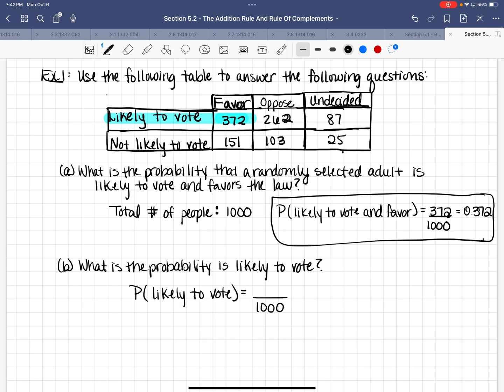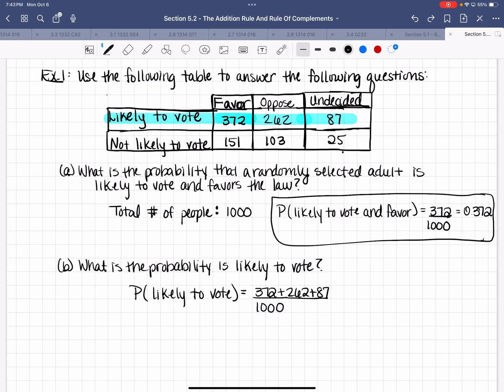Well, how many things do I need to add up? Is it just that 372 I have highlighted? What do I got to do? Good. That's going to be my 372 plus the 262 plus 87. Okay? All those people are likely to vote. Some are likely to vote and are in favor. Some are likely to vote and oppose. And some are undecided. But they are all likely to vote.